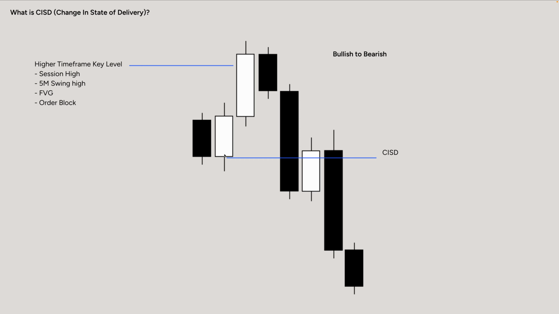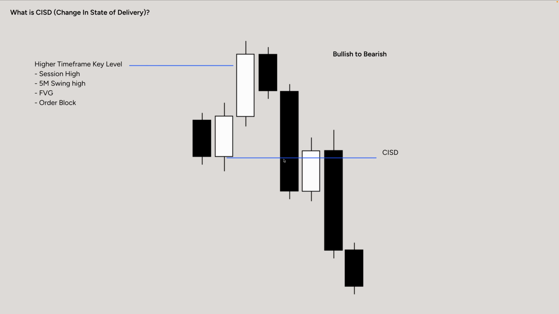So for a CISD, again, you go back to the first candle that initiates the push up. In this case, I have two bullish candles. So you go back to the first candle, the measurement candle, and you draw a blue line at the candle body open. This is your CISD line. Now, we only have a confirmed CISD when we have, in this case, a bearish candle closure below the blue line. It doesn't matter how far below.